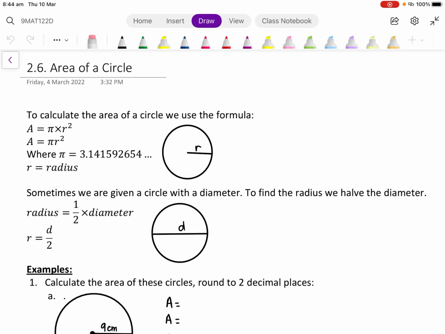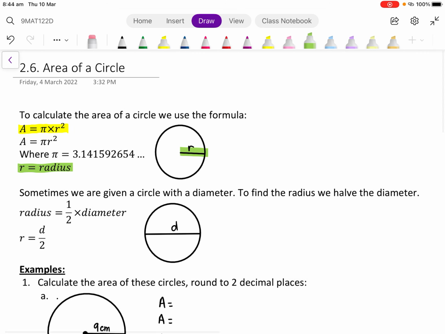So to calculate the area of the circle, we use the formula A equals pi r squared, where pi is equal to approximately 3.141592654. And we have that r is our radius of our circle. Our radius goes from the centre of our circle out to the circumference of our circle.